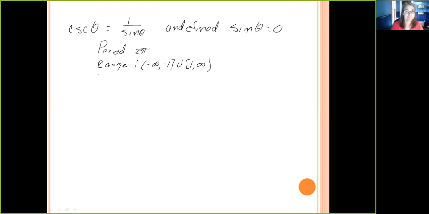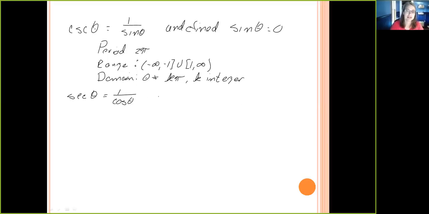What's the domain? We already said it. Domain is all theta not equal to k pi, where k is any integer. Now there's a related function, secant, and that is 1 over cosine of theta. Yeah?